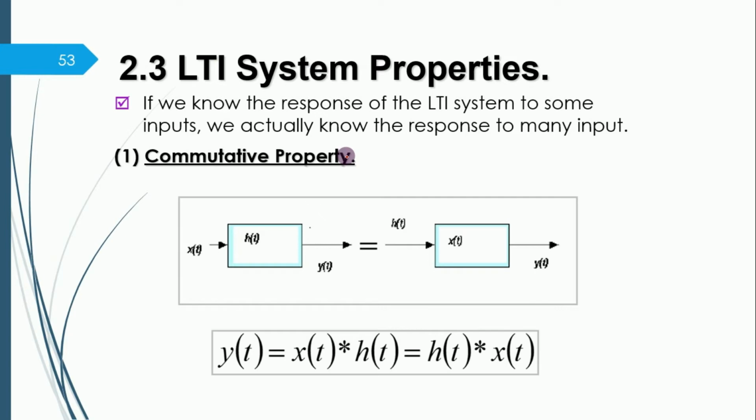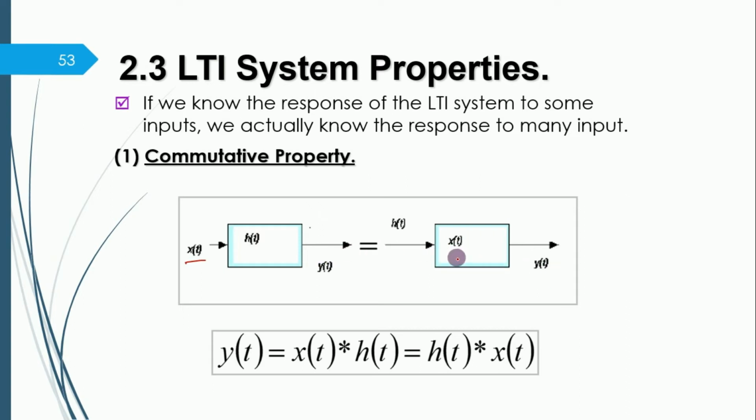So what does the commutative property tell? For convolution, y of t is equal to x of t convolved with h of t, which is equivalent to h of t convolved with x of t. Both mean the same. Just check here. X of t is at the input, h of t is the system response, y of t is output. H of t I take as an input, x of t I make the system response, and y of t is the same output that I get.